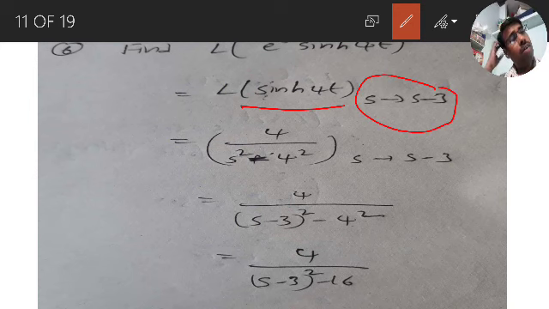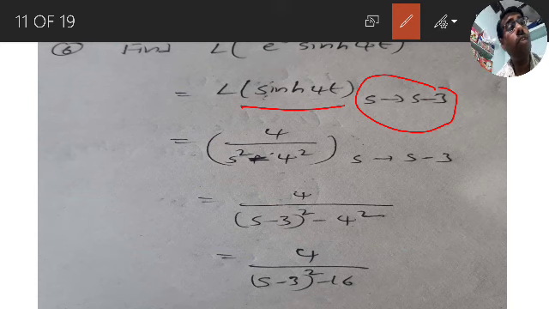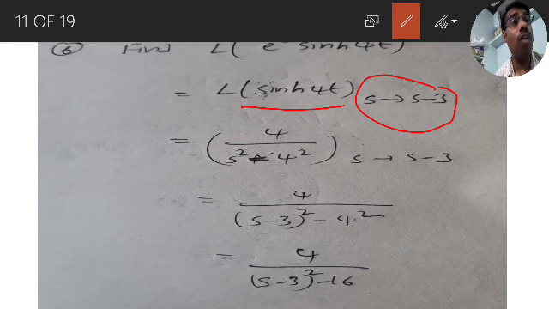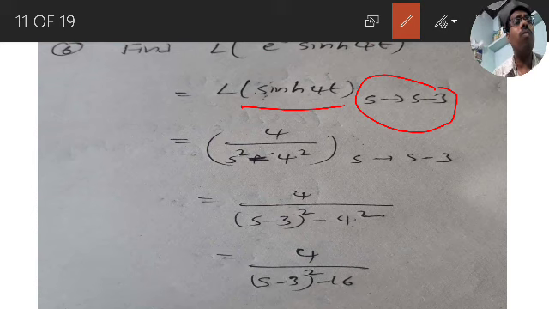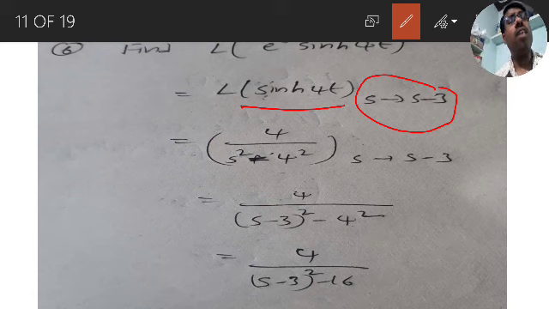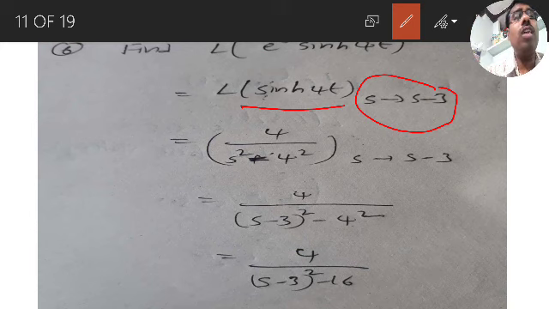Now in what we are covering, first problem was the L of t power n formula. In the other problems you got L of cos at, L of sin at, now L of sinh at. So what is the formula? Recollect in your mind. What is the formula now? L of sinh at is a by s square minus a square. Are you able to get it? A by s square minus a square.